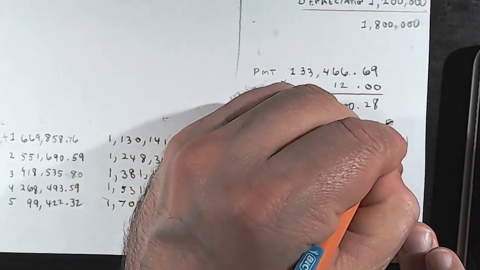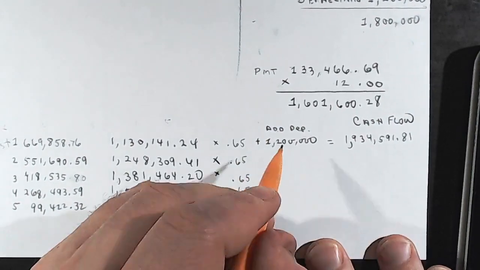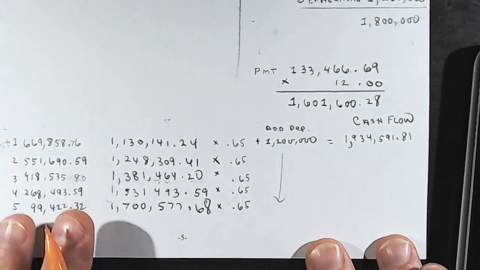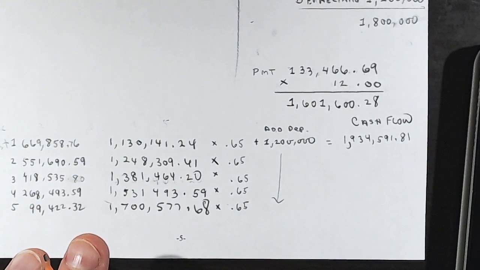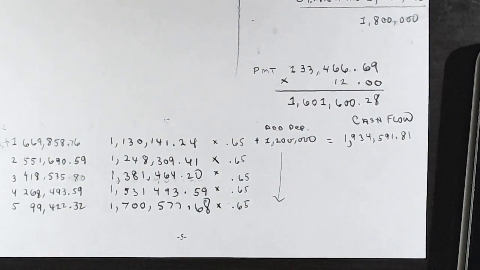All right, so that's my year one cash flow. This is what this has all been about. Okay, year one cash flow. Now here, do the same thing all the way down. I'm going to be adding back that 1.2 million. So here, I'll go find that 1,248 number.